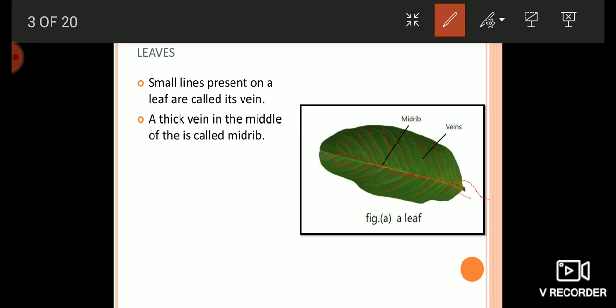These veins are responsible for the transfer of water and minerals in the leaves. Veins are arranged in a specific pattern on a leaf, and this arrangement of veins on a leaf is called venation. Okay.